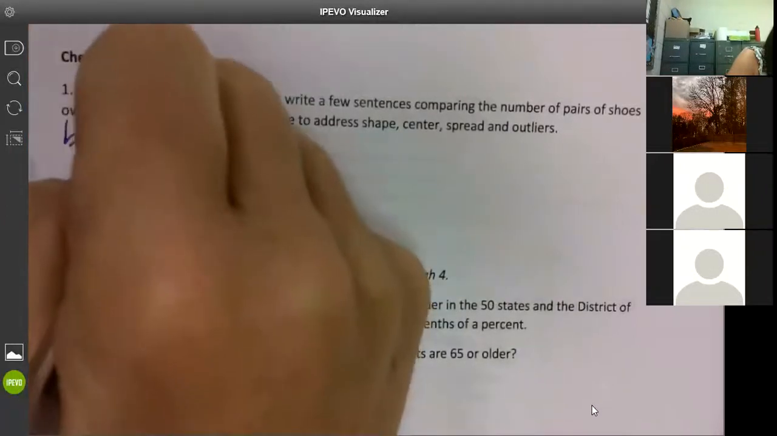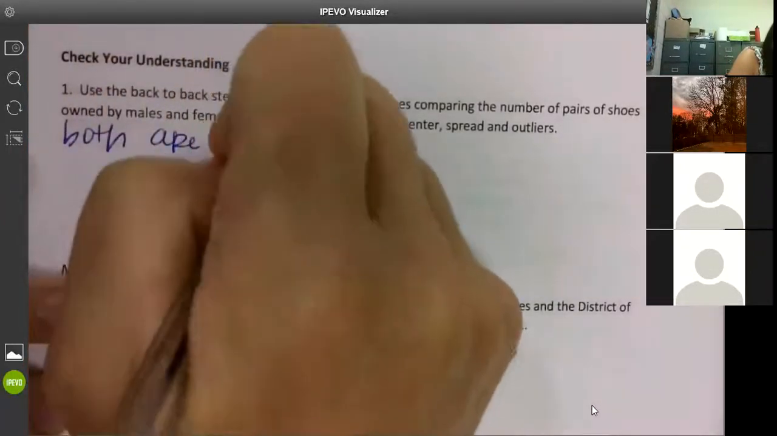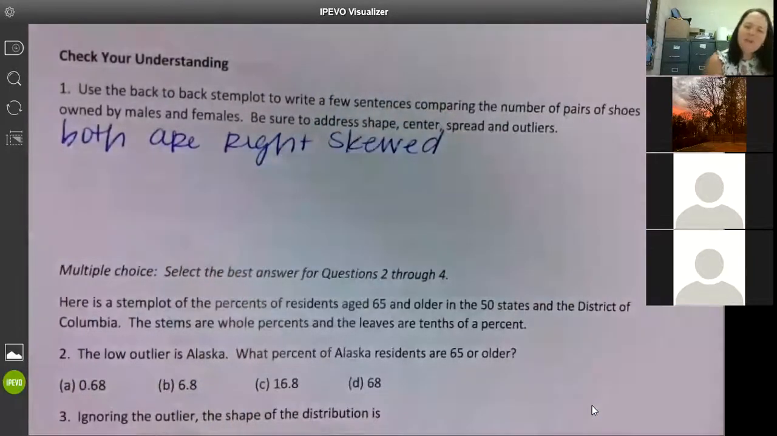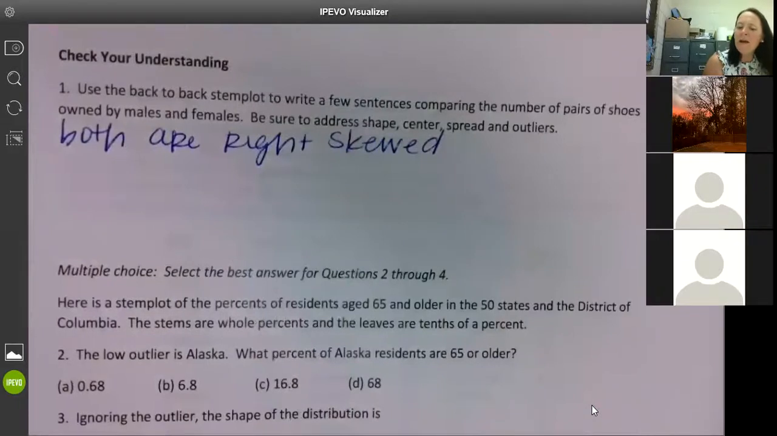So both are right skewed. Now, if you get a question like this on the test and you don't like the way it looks, you can make a dot plot or a histogram or whatever you want to see what this is. A dot plot would really help you see the skewness in it. All right, both are skewed right. What about centers? Remember how I showed you to find those centers, like mark them out?